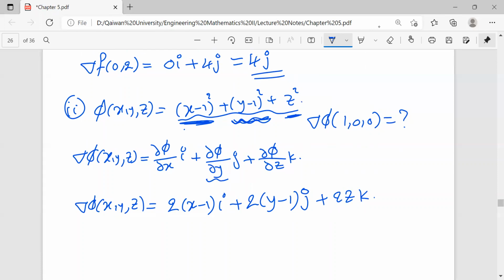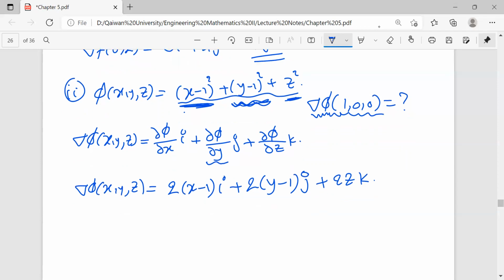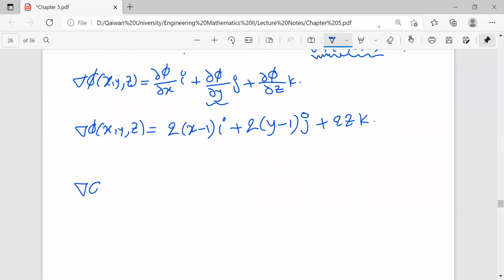Now we should find the gradient of phi at this point. We replace x by 1, y by 0, z by 0. And you get grad phi at 1, 0, 0 equals: if you replace x by 1, we get 0 here. We get 2 times 0 i, or 0.